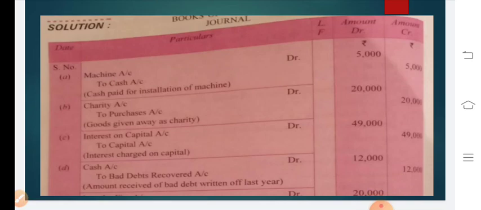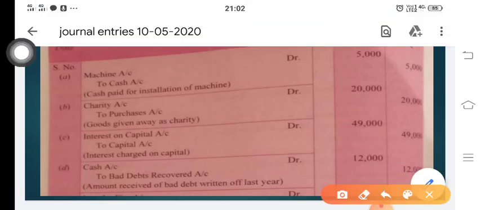Okay, so the question is: cash paid for installation of machine, 5000. I have taken this question with a motive to explain something you should always remember. Cash is paid for installation of machine, so obviously the machine got installed only when we purchased the machine.